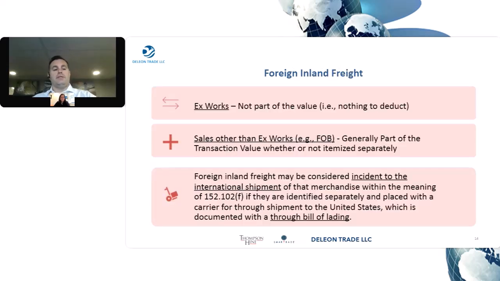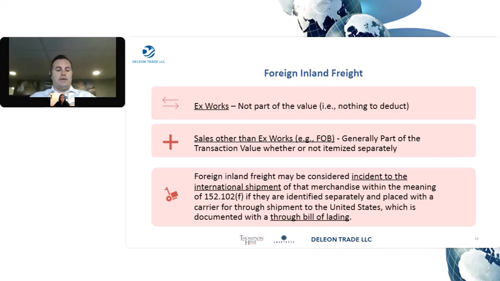Okay, and here's one that often gets mistaken: foreign inland freight. It depends on your term, right? Like if you're bringing something EXW, that means you're arranging for the freight as the importer, and you're not actually paying the supplier. So foreign inland freight is a moot point. But if you're importing on FOB or anything after that, any C terms, D terms, you cannot deduct foreign inland freight unless those charges are identified separately and you have a through bill of lading.